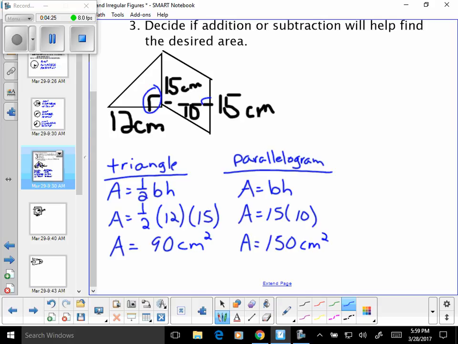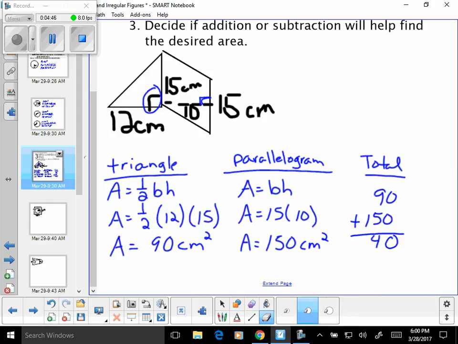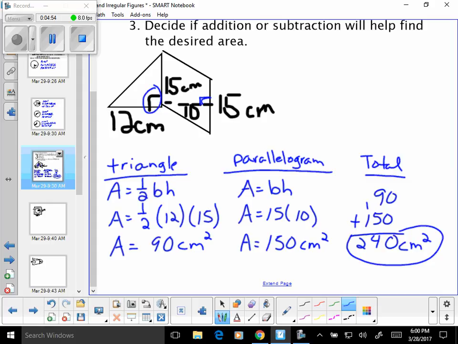Now, I want the total area, the complete area. I have to decide if I need addition or subtraction. Well, I have to add the triangle and the parallelogram. So the total area here is going to have to be 90 plus 150. Only a 1 there, sorry about that. 240 centimeters squared, and that's actually my total area.